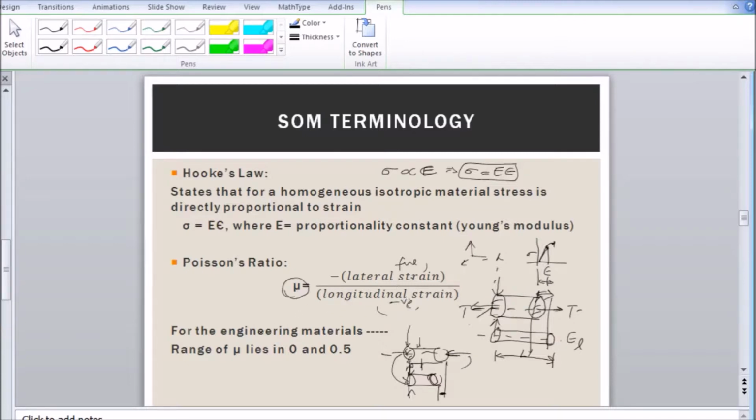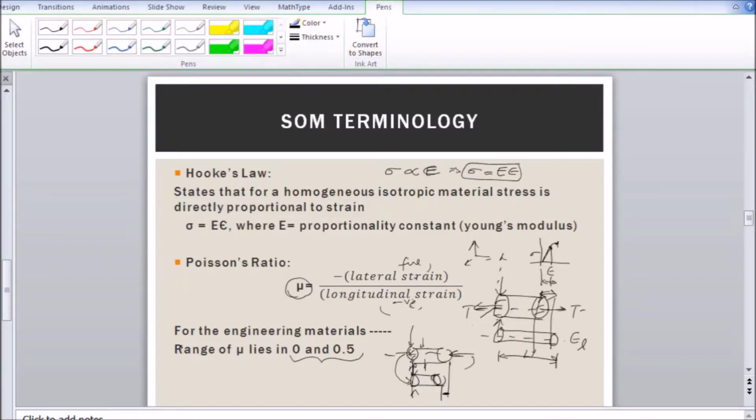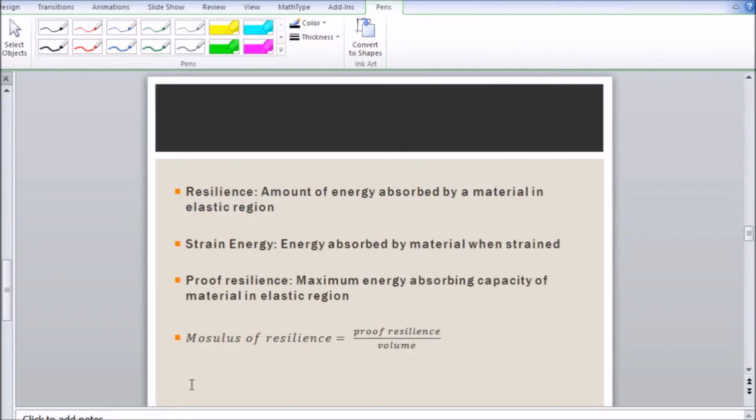And generally for all engineering materials, the value of mu lies between 0 and 0.5. For materials like steel, mu will be around 0.3 approximately, and for another material, cork, it will be 0.5. There is a certain significance to this, which I will discuss later. Now coming to the next definitions.